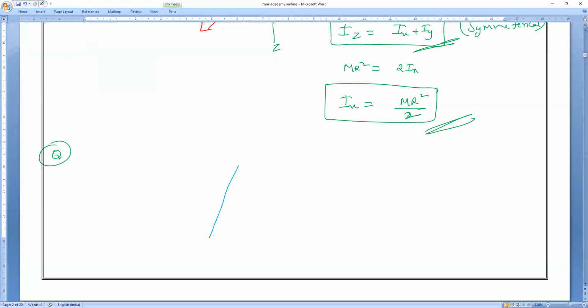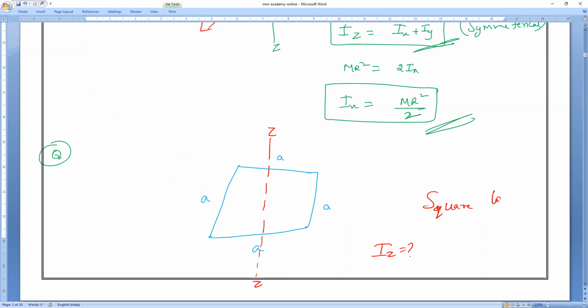So now I'm taking a rectangular lamina. Rectangular lamina means all the sides are what? All the sides are equal, so I take it equal. Now the z-axis passes through the center of mass, perpendicular to the xy plane. Already we know this. Anybody can tell me what the z-axis moment is? That is the question they are asking. So this is the square lamina. Can you tell me, everybody, what is the moment about the z-axis?